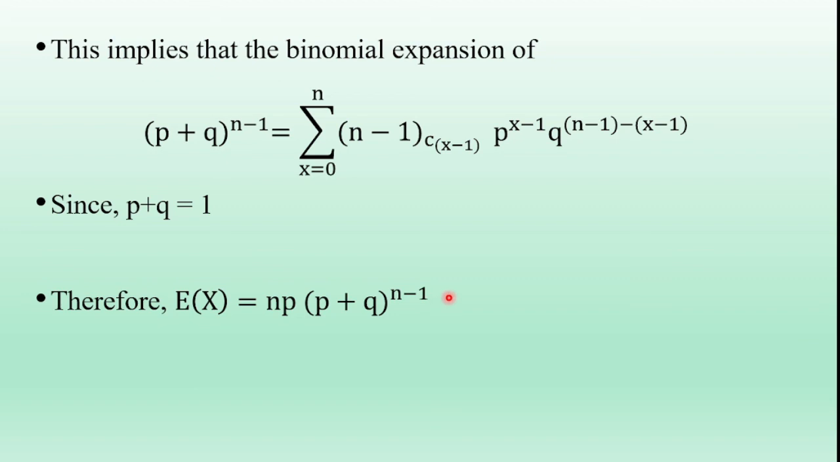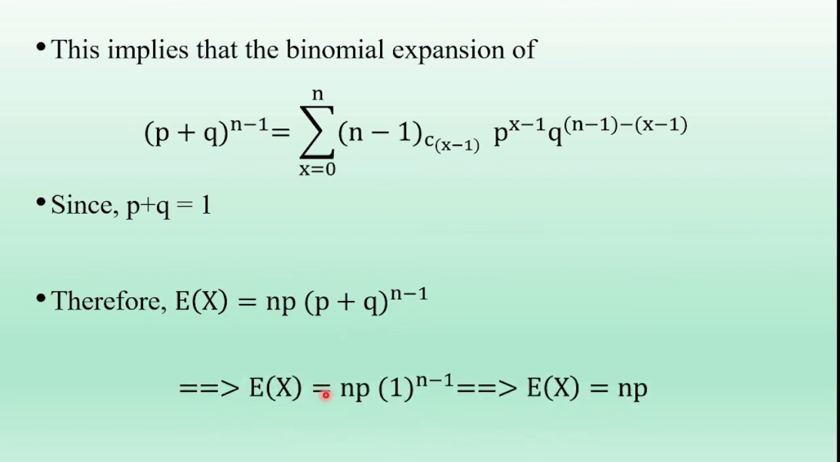But we know that the sum of the probability of success and the probability of failure is always equal to 1. That is, p plus q is equal to 1. Applying this condition here, 1 power n minus 1 is 1. So therefore, expectation of x is equal to np. This is the mean value of a binomial random variable.